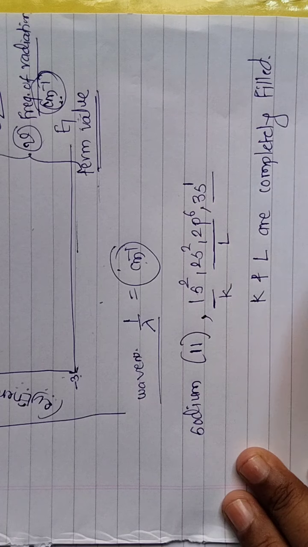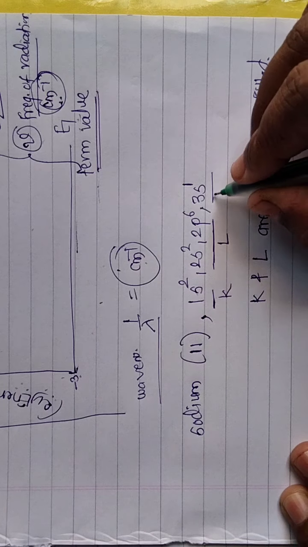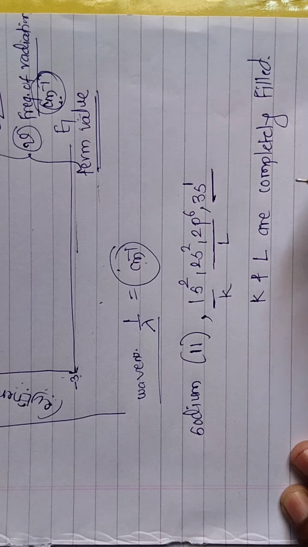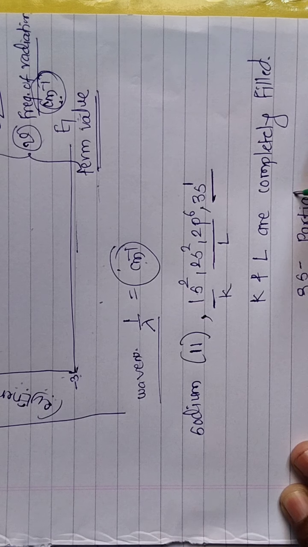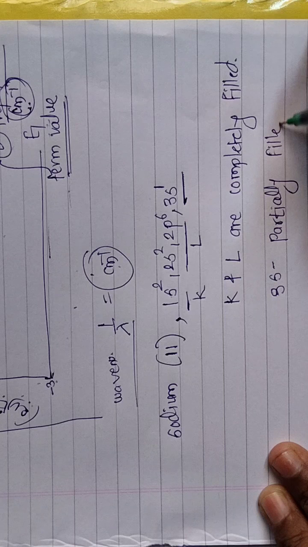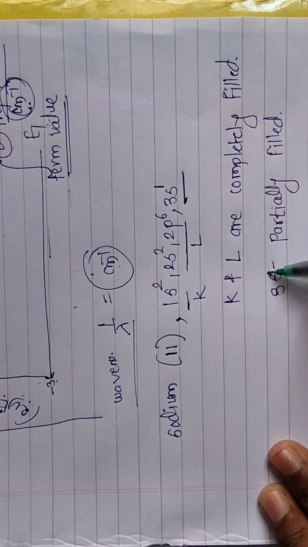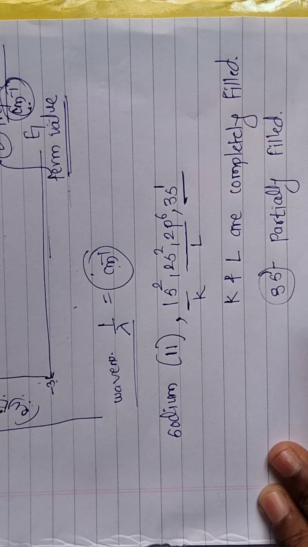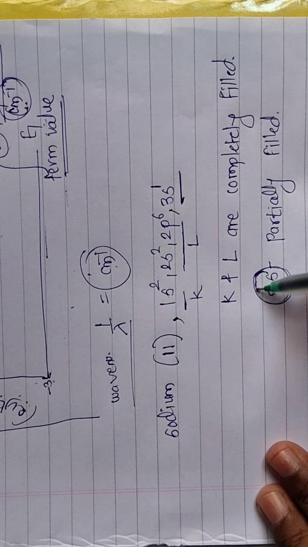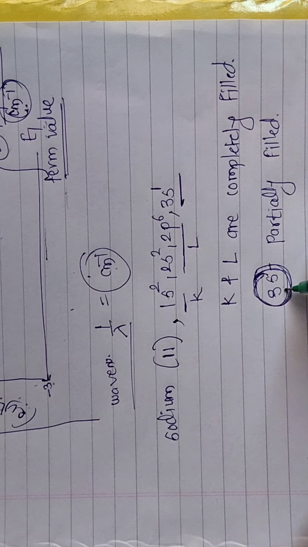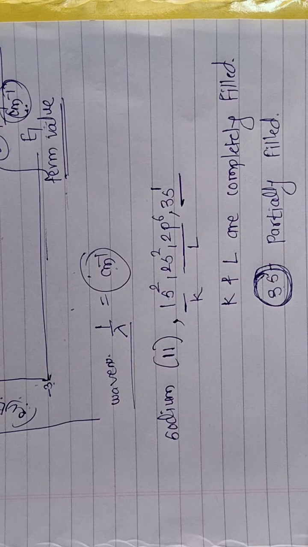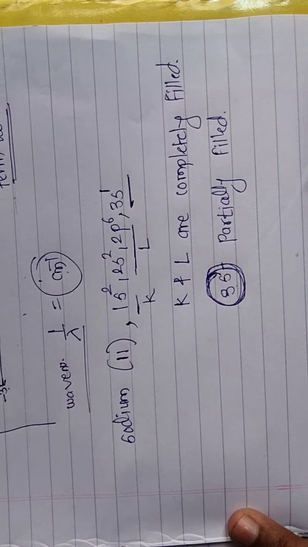The remaining last level, 3s, is partially filled. So the electron in this level plays an important role in the optical spectra. How many electrons are in this level? Only one electron. So this electron plays an important role in the optical spectrum of sodium.